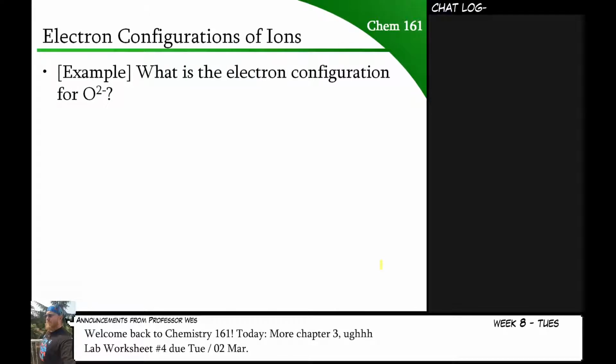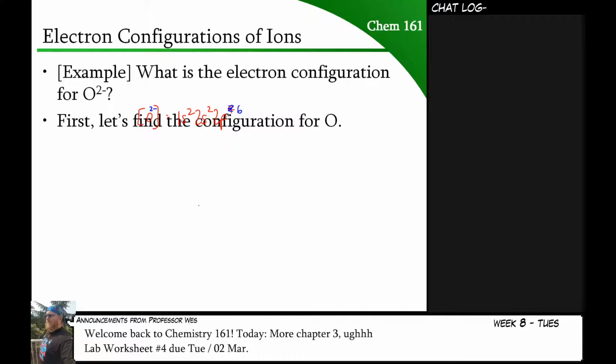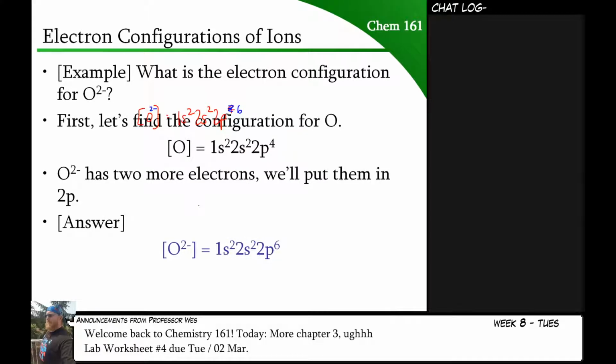So let's start by writing the electron configuration for O2-. First, let's write it for O. Oxygen would be 1s2, 2s2, 2p4. Now if I want to make it 2-, that would be the same as adding an additional 2 electrons. So I'm going to add an additional 2 electrons. There you go, no problem. That's easy enough. We can do anions, no problem.